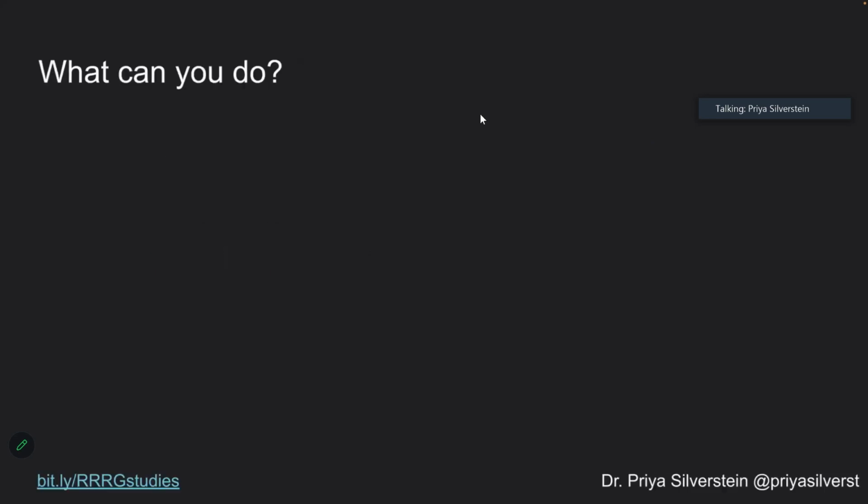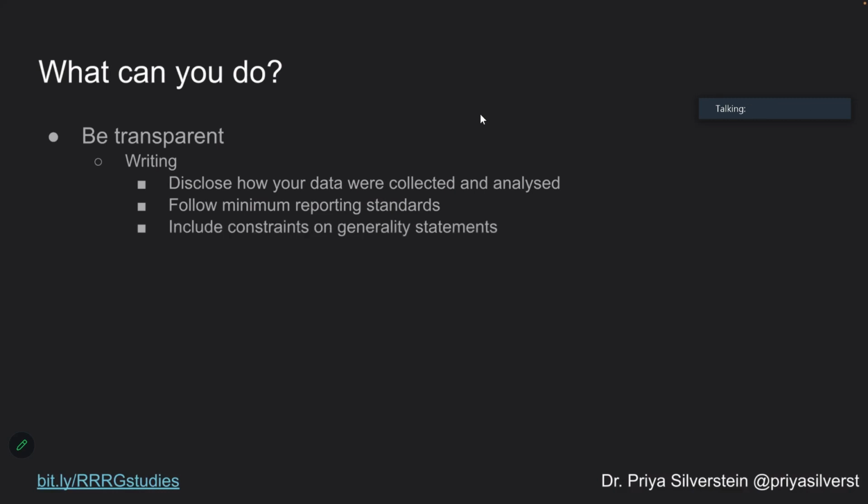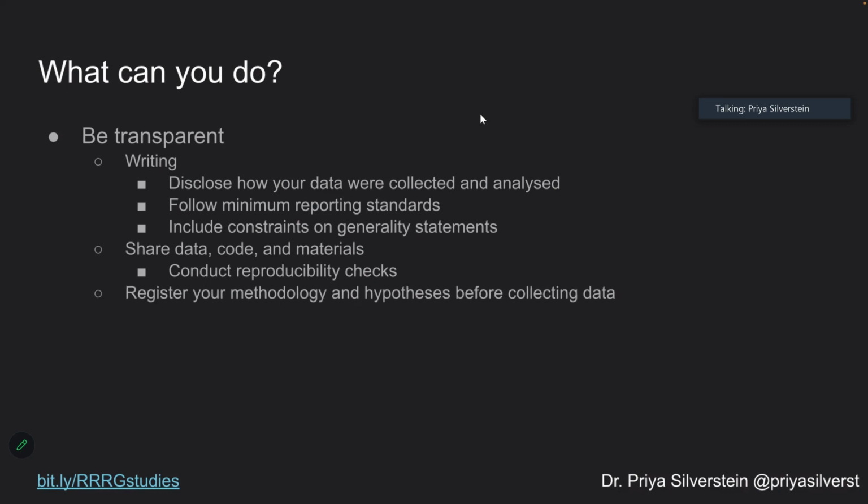So just to conclude, we've talked a lot about different things you can do, and I think they can be summarized into a few categories. So most important, be transparent. This is in regards to your writing. So disclosing how your data were collected and analyzed, following minimum reporting standards where these are available, including constraints on generality statements. And then also be transparent in terms of what you're sharing. So as much as possible, share your data, code, and materials. Conduct reproducibility checks on these materials. Register your methodology and hypotheses before collecting data.